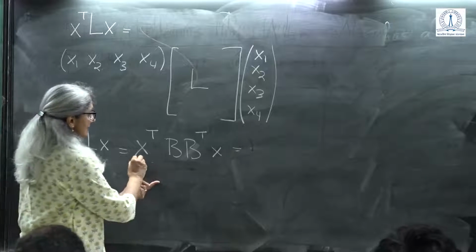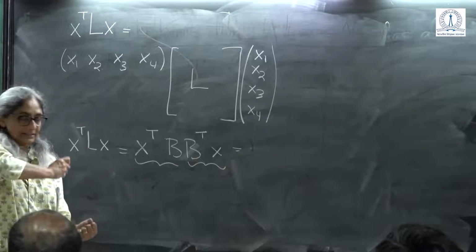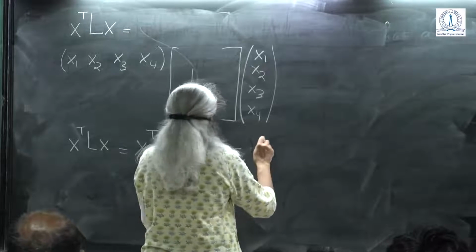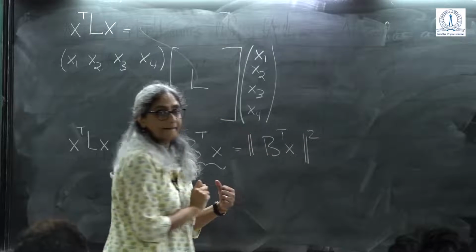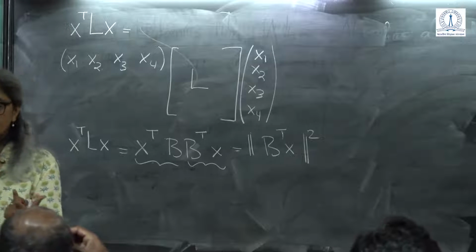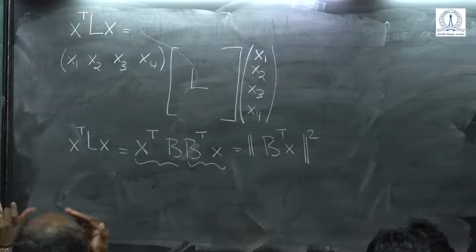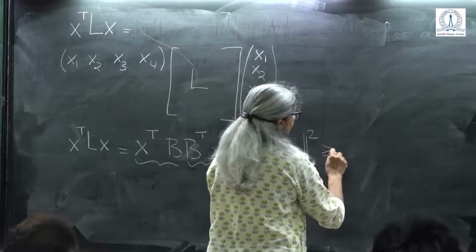So what is this, right? This part and this part, how are they related? They're transposes, exactly. So this is really the norm square of B transpose X. Do you agree? So it's B transpose X times its transpose. So this is non-negative, okay?